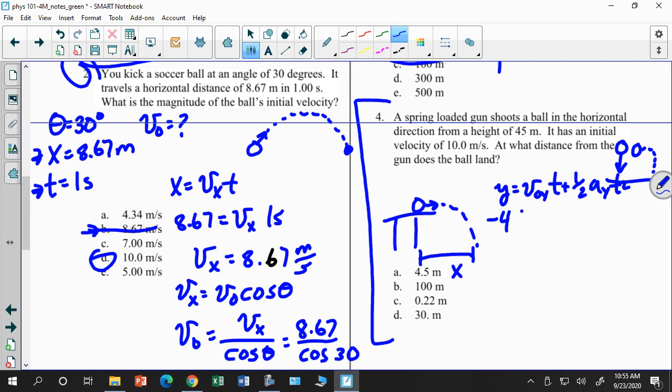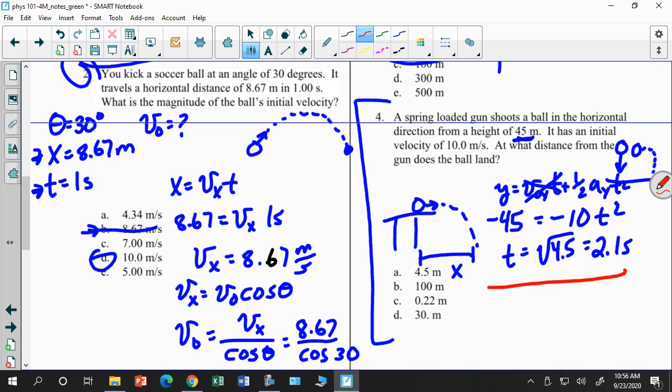That's going to be minus 45. That's the height. V naught y is 0, thankfully. And so that's equal to minus 10 t squared. So t is the square root of 4.5. I get 2.1 seconds. That's how long it takes to drop that distance. Then if I want to know x, I would say x is equal to v_x times t. V_x is 10 meters per second because the velocity in the x direction is in the horizontal direction.